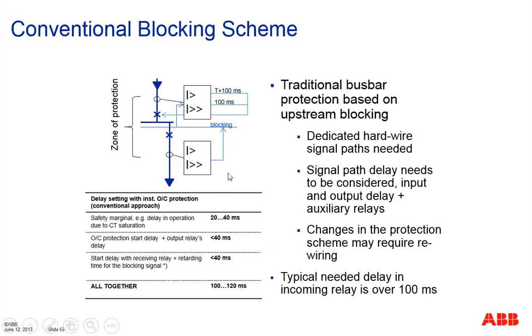Again, in a conventional way, through hardwire, you would need a safety margin, the overcurrent protection start delay and output delays, about 40 milliseconds. I'm not sure, it's probably a little bit long. The receiving delay means the input: you connect back to the input of the main incomer. There's a delay because of, for example, the debouncing time from the input in the main incomer. You need to account for that. On the total, when we add it up, you probably need to wait about 100 to 120 milliseconds.